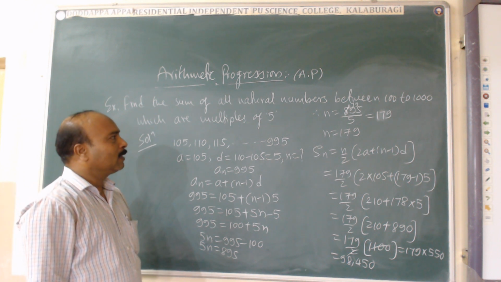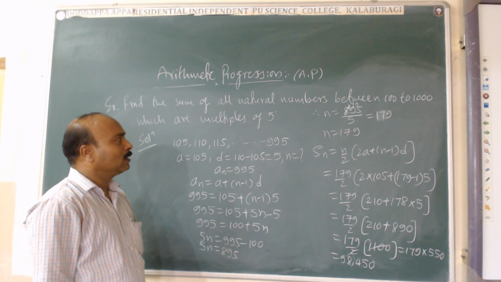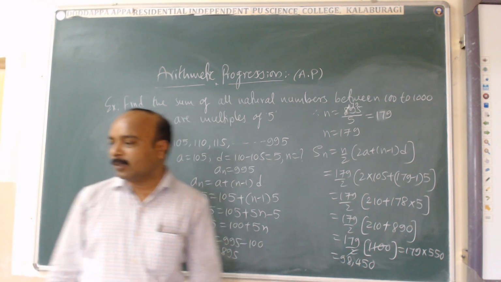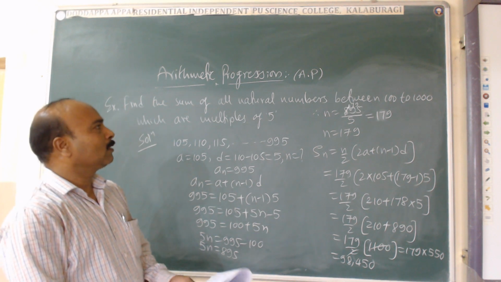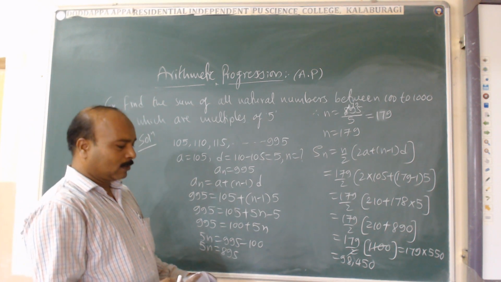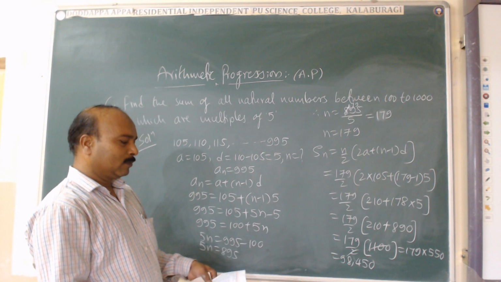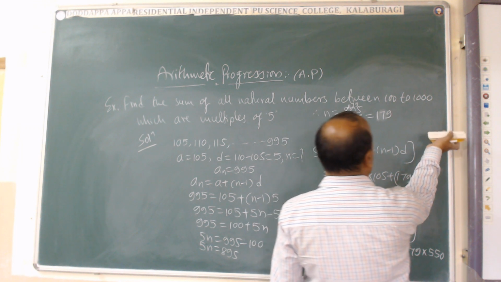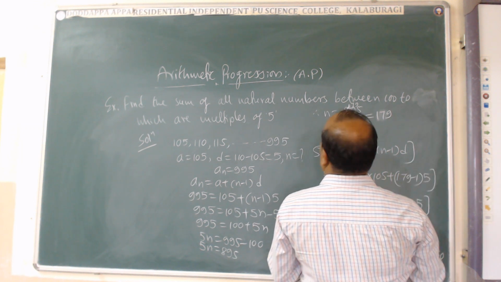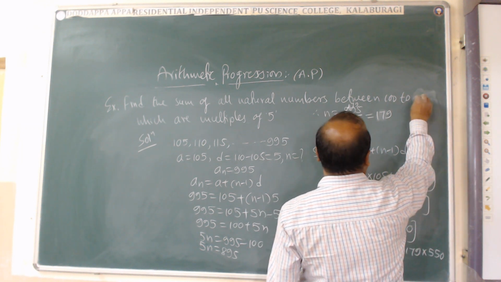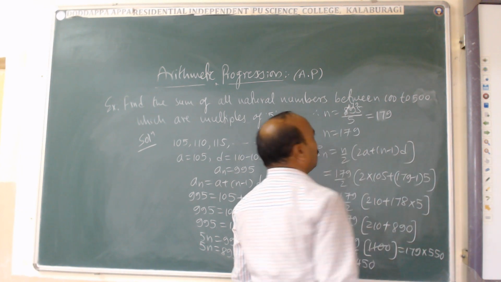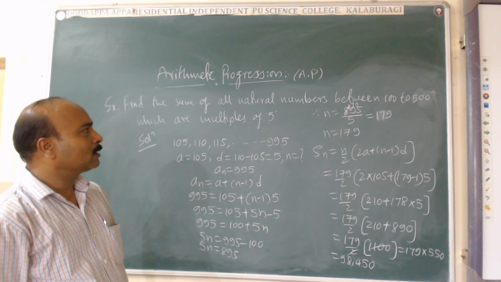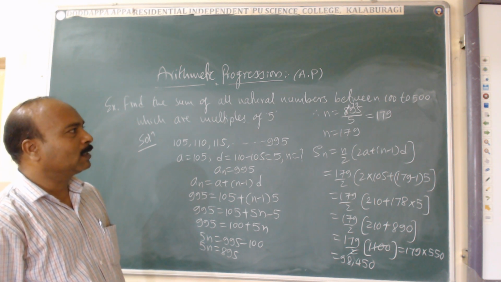Now I will give a similar example for solving. I will change the condition for this example. Take that one. Find the sum of all natural numbers between 100 to 500 which are multiples of 5 only. This we solve by a similar method.